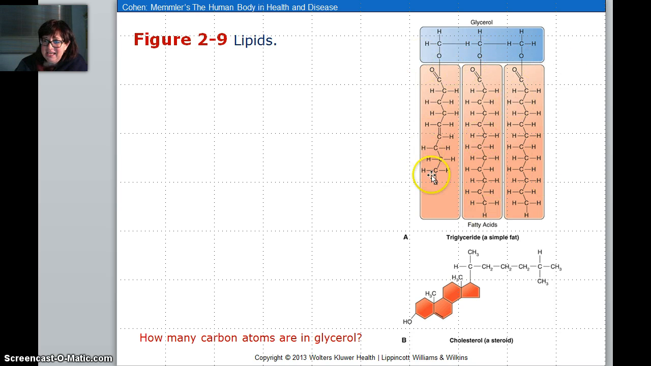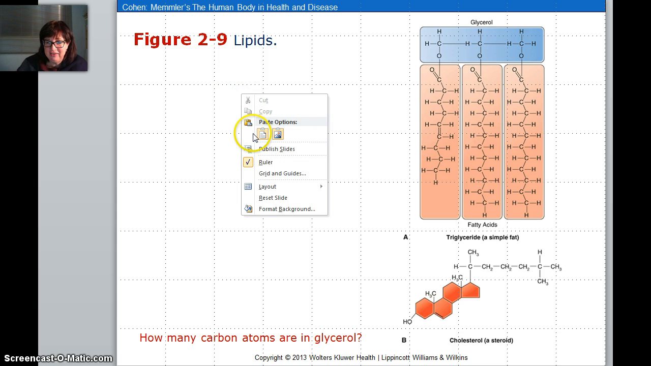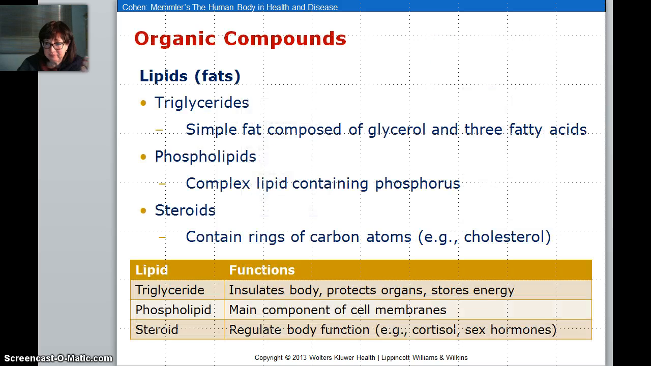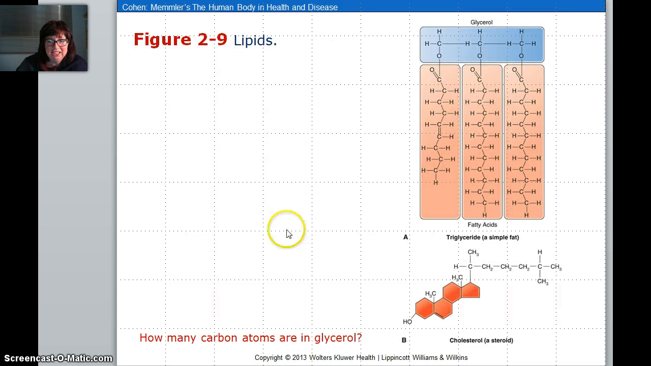This is a lipid or a simple fat. The second group is a phospholipid, which is not here. The phospholipid has one of these lipids replaced with a phosphate group. As a result, the phospholipid is usually seen as having a polar head and two nonpolar tails. Very important in membranes. We'll talk about it more when we talk about the membranes in chapter 3.